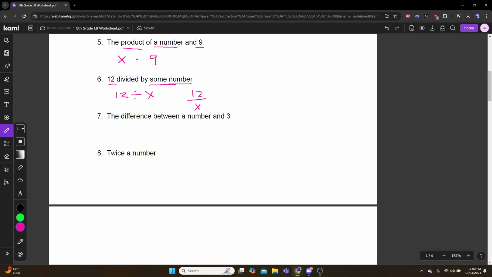So the difference between a number and 3. Now, the difference means what you subtract, the answer you get when you subtract two things. So the difference between a number and 3, and we know a number is just going to be x again, so x minus 3. And now, twice a number. This means that it would be the number, but just 2 of it, which would be the same thing as 2 times x.